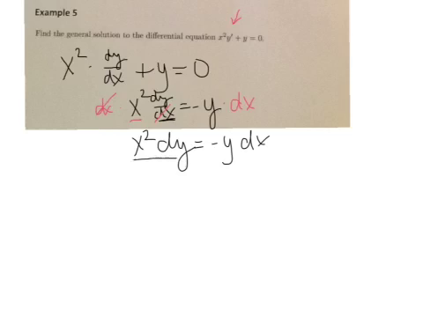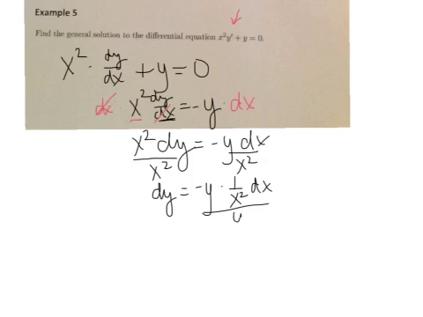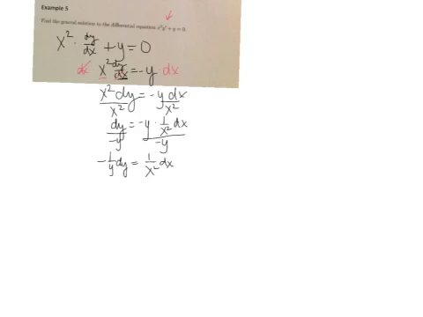And from there, I'm going to divide by x squared. And divide by negative y. Which will get us right here. And so now I'm going to take the integral of both sides.